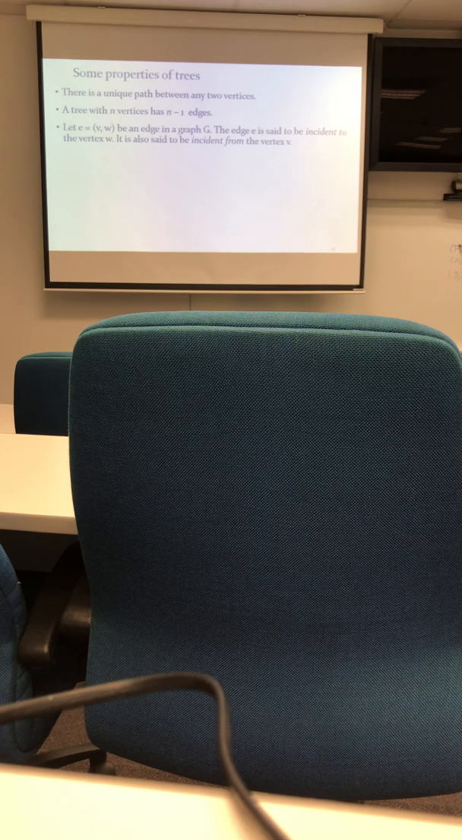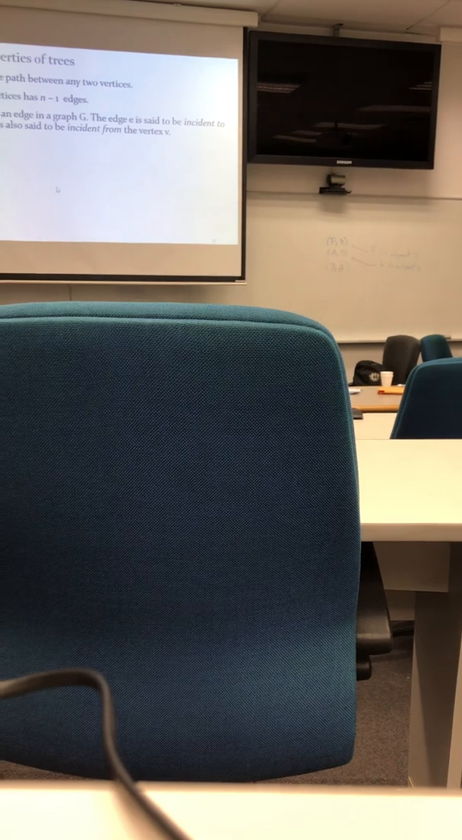Let's say this edge FD. FD is incident to D, or you can call it incident from F. You can also call it incident to D. We call the number of edges that are incident to a vertex the degree of the vertex. A vertex with degree more than 1 is called an internal vertex, and a vertex with degree equal to 1 is called an external vertex.